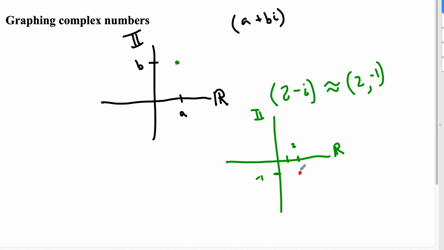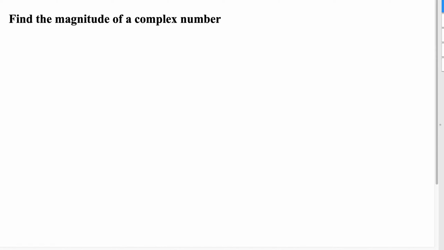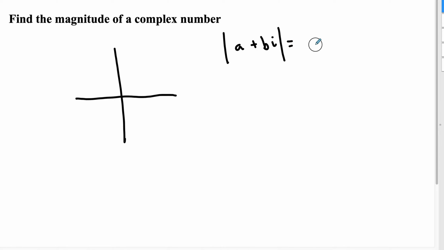The reason we talk about graphing is because we want to talk about the magnitude of a complex number. It turns out that the magnitude of a complex number is defined as the square root of a squared plus b squared, okay? If you think about this graphically, we're talking about some complex number where we have a in the real and then b in the imaginary.